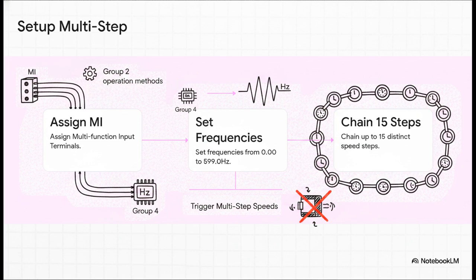By programming parameters 05.00 through 05.14, you can set up to 15 distinct frequencies. You then just assign your MI terminals to toggle those speed commands. Depending on which combination of terminals is active, the drive instantly shifts to the exact pre-programmed frequency. And the best part, it does all of this without needing some expensive external PLC micromanaging the speed profile.